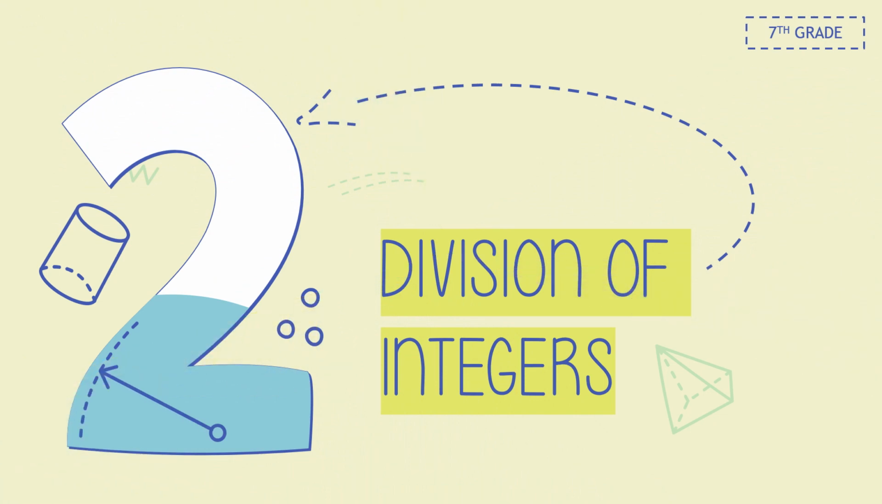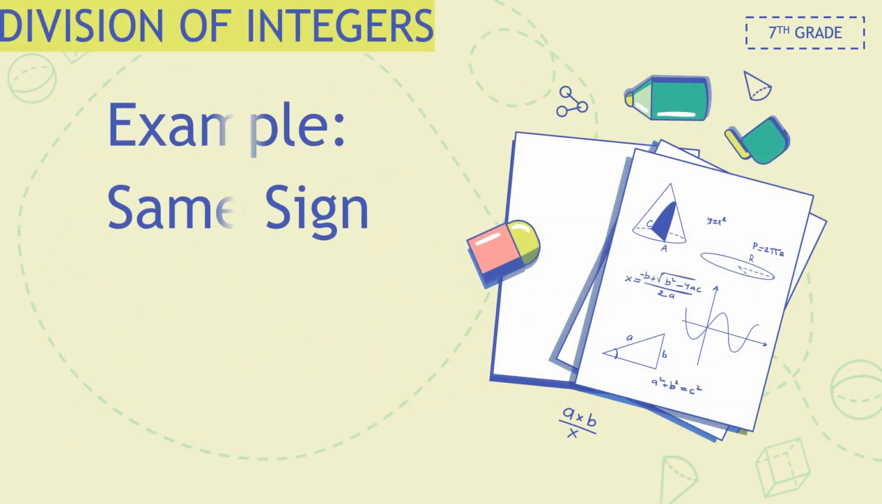Let's proceed with the second, which is division of integers. Again, same kind of rule for the division of integers. Same sign, the answer will always be positive. Different sign, the answer will always be negative. The example for the same sign.